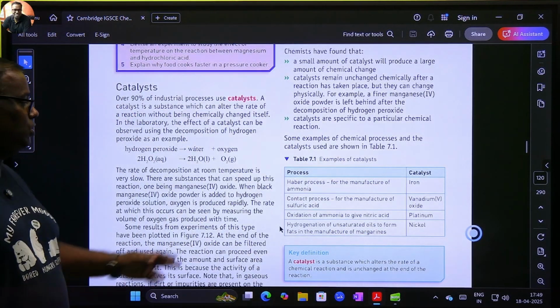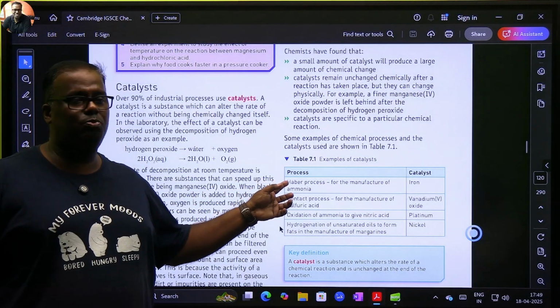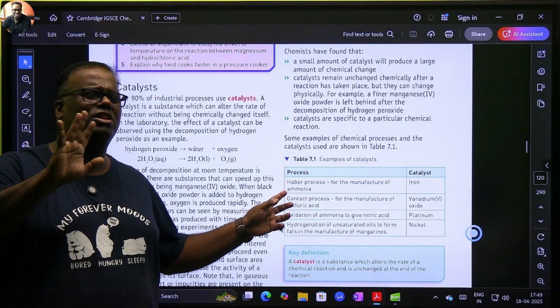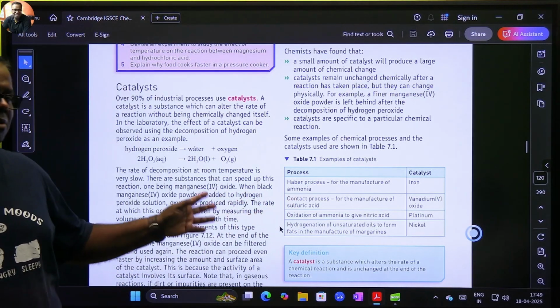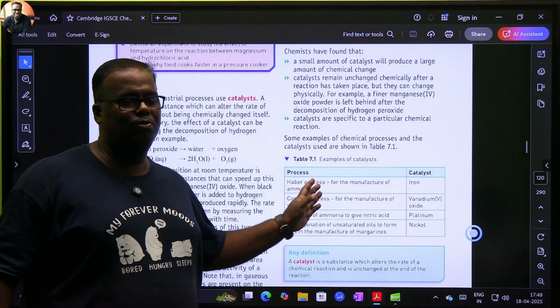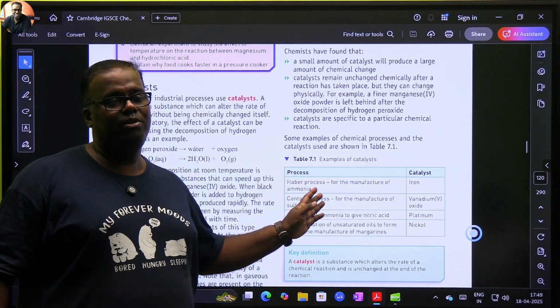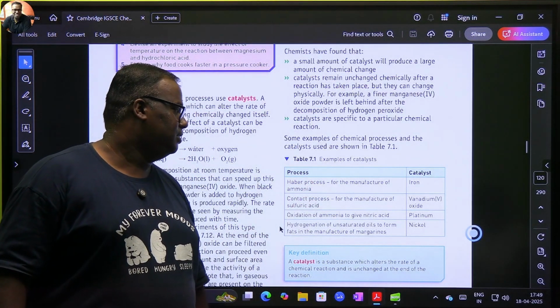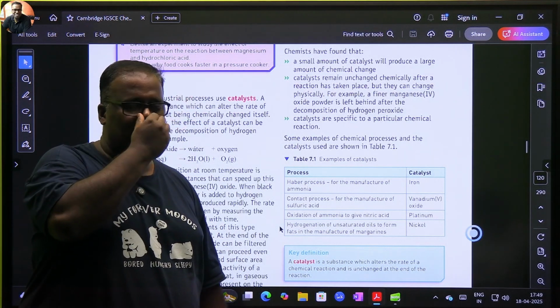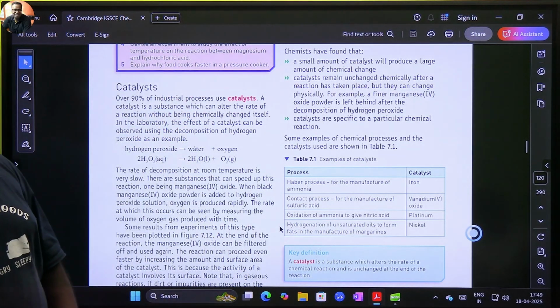These two, please note down. We will be using them. Haber's process, as of now, is not that important. We will do Haber's process in detail. Just the name, Haber. Haber's process is used for manufacture of ammonia, and there the catalyst that we use is iron. Usually you will always see the catalyst in the form of solids.